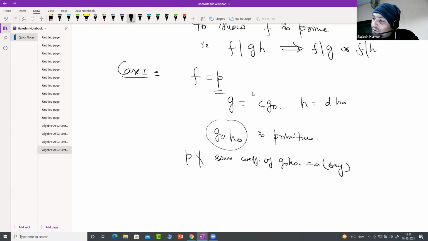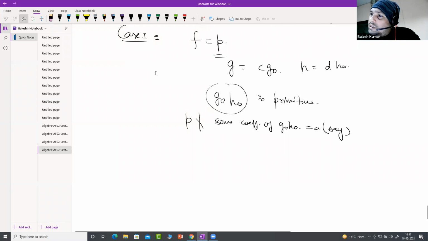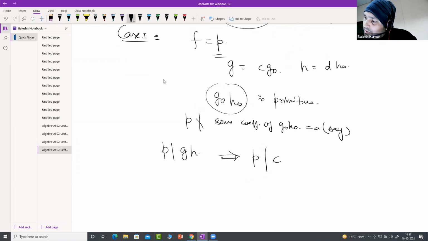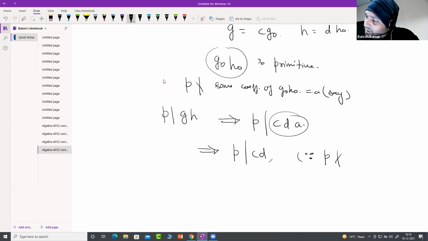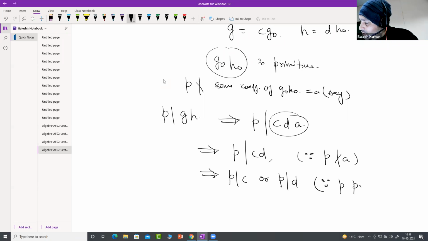But what we know is that f divides gh, therefore p divides gh, and so p divides cd times a, because if p divides gh, it divides the corresponding coefficients. Since p doesn't divide a, we see that p divides cd, where c and d are integers. Therefore, since p is a prime integer, either p divides c or p divides d.